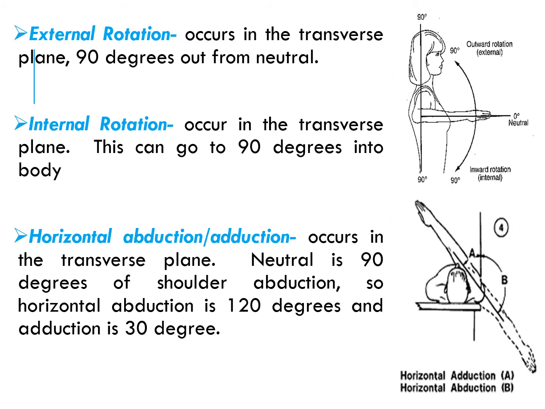External rotation occurs in the transverse plane and is 90 degrees out from the neutral, and the internal rotation occurs in the transverse plane. This can go to 90 degrees into the body, and horizontal adduction occurs in the transverse plane. Neutral is 90 degrees of shoulder abduction, so the horizontal abduction is 120 degrees and adduction is 30 degrees.